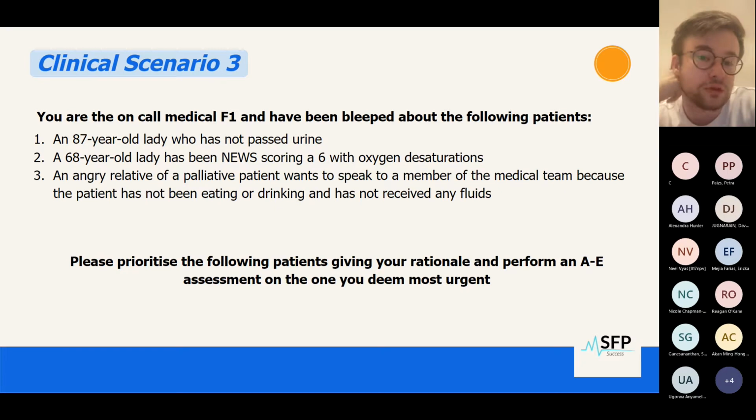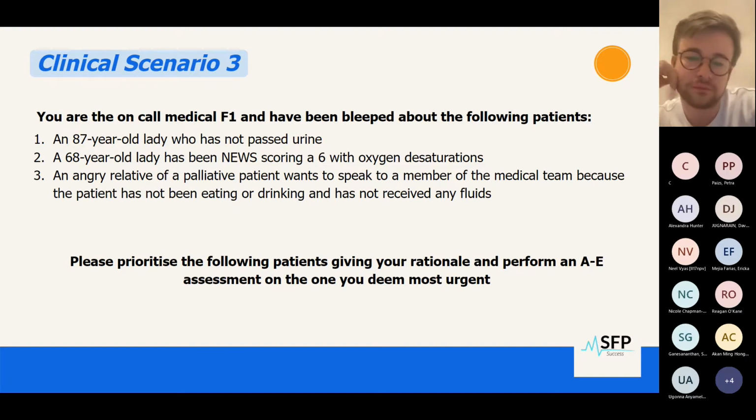Do you want to talk a little bit about your current thoughts on the three patients we've got here, and what your thoughts are on each of them? Okay, given that I'm an F1, starting with the most worrying for me is the middle one, 68 years old with the NEWS score. The other ones are not very specific. For example, the first patient has not been passing urine, but I wasn't given what time period we're talking about.